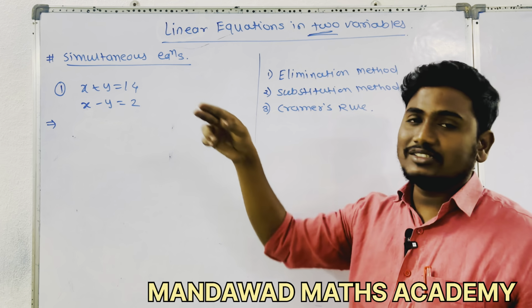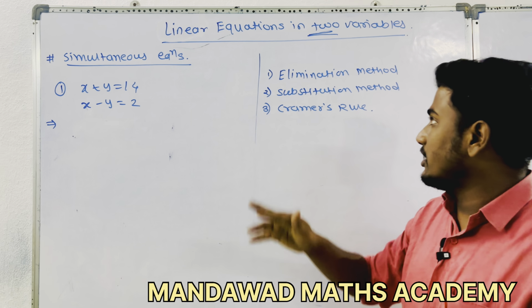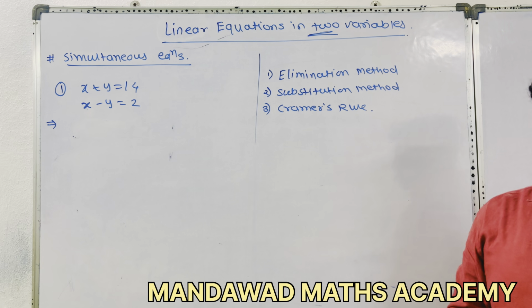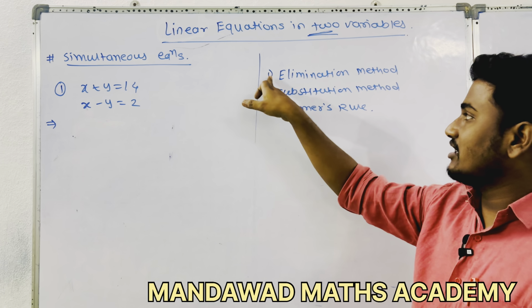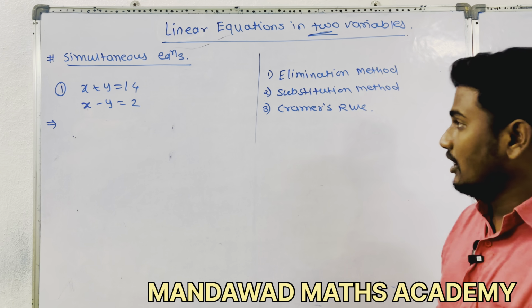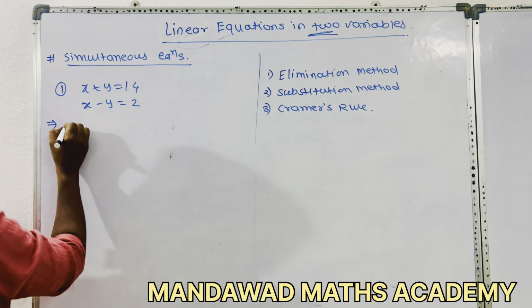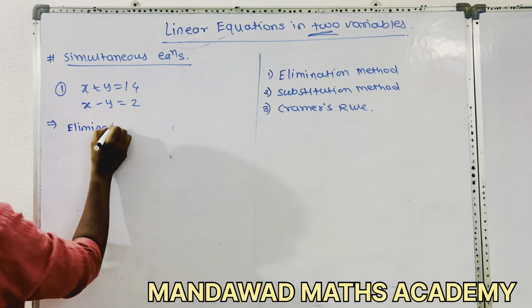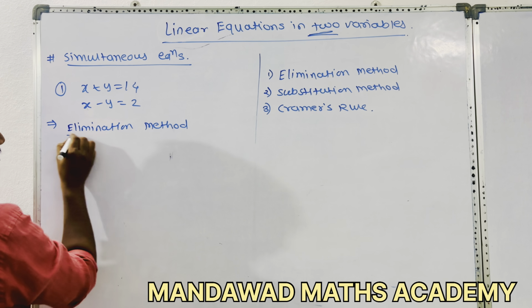So these are the three required methods to solve linear equations in two variables at the same time. Meaning two equations are given, so you can find the solution of these two equations by using the elimination method, substitution method and Cramer's rule. So in this 9th class we have two methods, elimination method and substitution method. So first we solve these equations by the elimination method. First one, elimination method. By using the elimination method, you can solve these two equations.